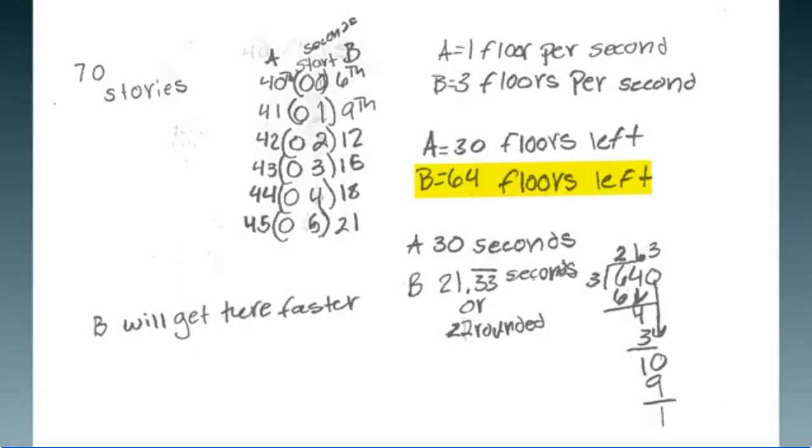Excellent. On B, how'd you get your 64? 64, we subtracted 6 from 70, which is how many floors there we started with. And then how'd you go from 64 to 21 and a third? We divided by 3, which is how many floors per second it is, to get how many seconds it would take. Nisa, that's wonderful. And then clearly B gets there what? Faster. It's amazing work.